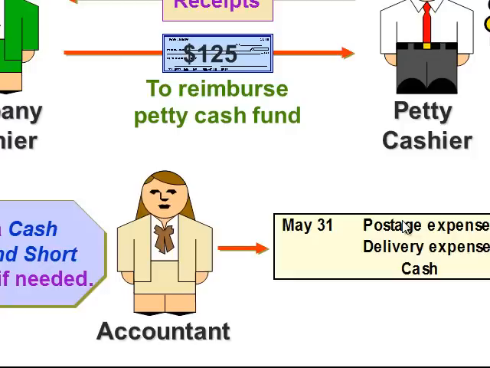Hopefully your receipts match up with exactly how much cash needed to be paid back to the petty cashier to replenish the fund to that preset level. In some cases, maybe you're $1 or $2 off. Maybe you're missing a small receipt. You may reflect that in a cash over and short account. It's like a miscellaneous expense or miscellaneous revenue account.